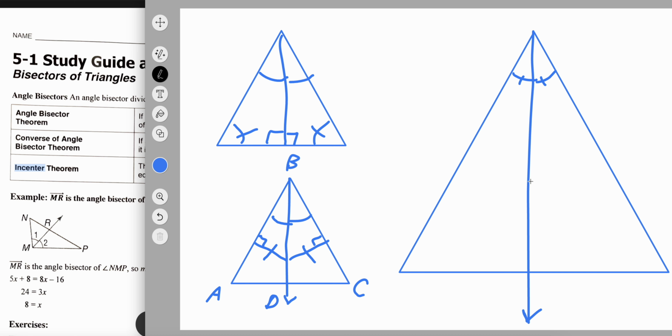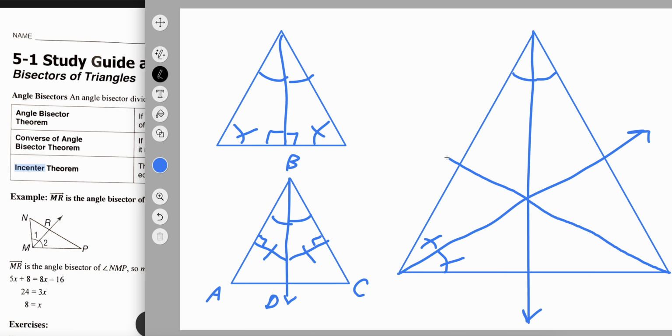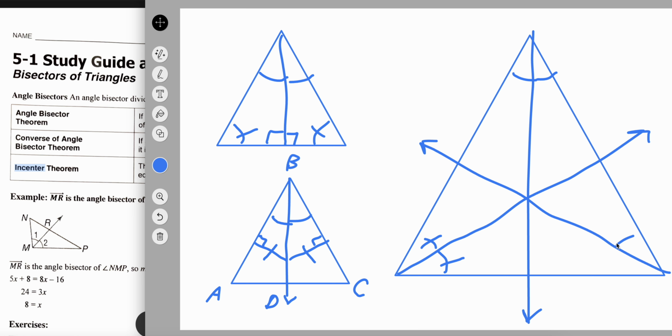So that means these two angles are congruent, right? And then we're going to draw another angle bisector coming off of this vertex over here, like so. And that means that this angle is congruent to that angle. And then we're going to draw our third angle bisector. It's going to be coming off like this. And so this angle here is congruent to this angle over here. Okay. Now, if we have our three angle bisectors, they all meet at what we call the in-center, right?